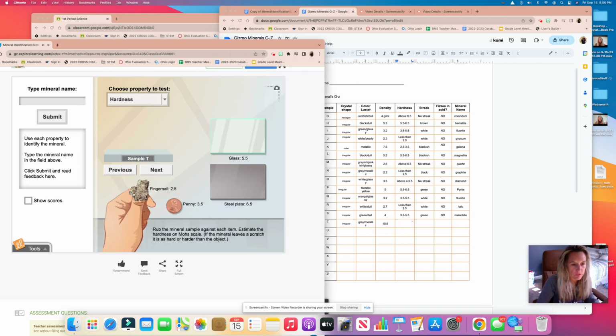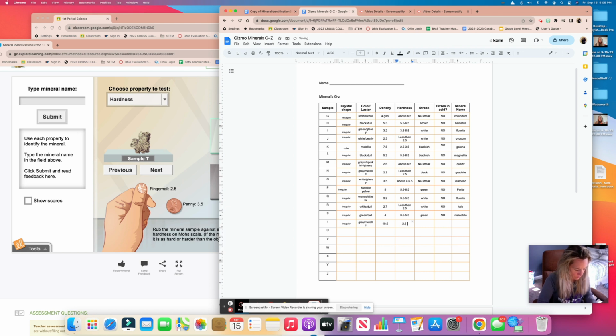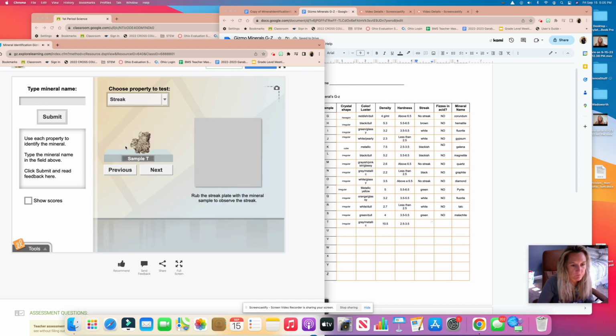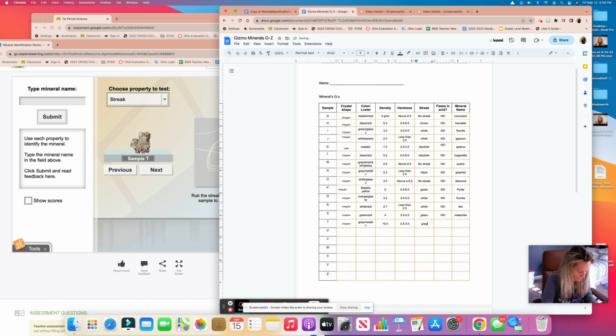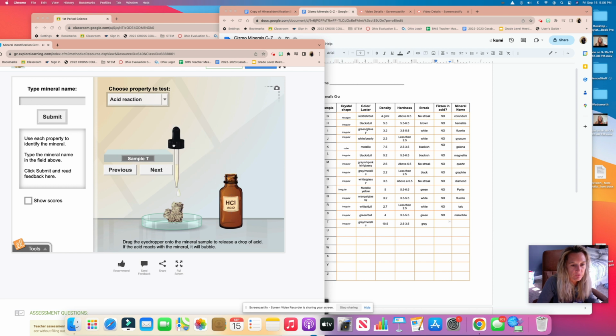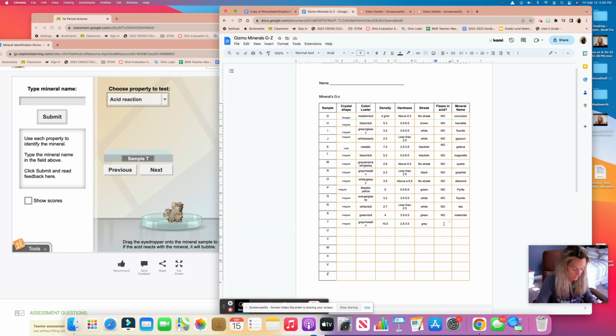We're going to do the hardness test. So, oh, it definitely scratches a fingernail, but it does not scratch the penny. So we're going to say it's 2.5 to 3.5. All right, let's do the streak test. It streaks. I would say that's kind of like a gray streak. Yeah, it's looking a little gray. So let's go with a gray streak. All right, and then lastly, let's do the acid test. Okay, does not react with acid.